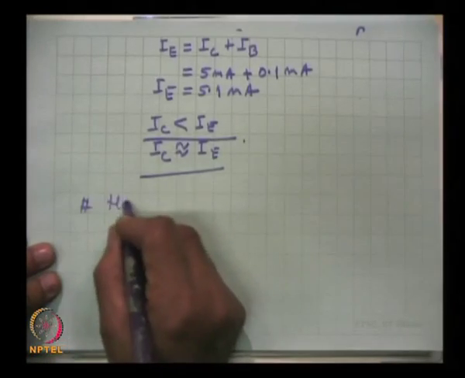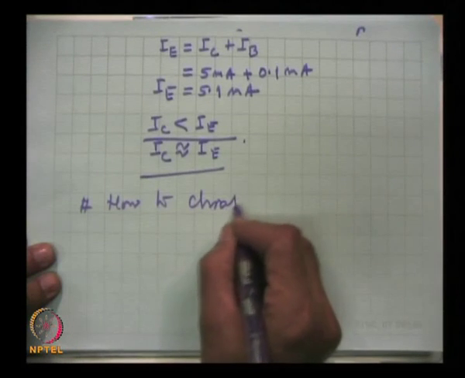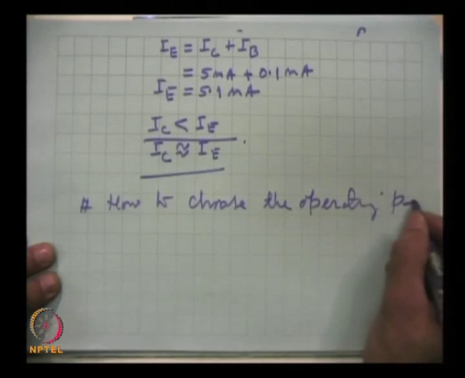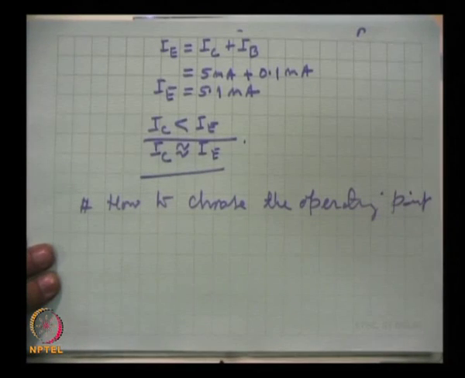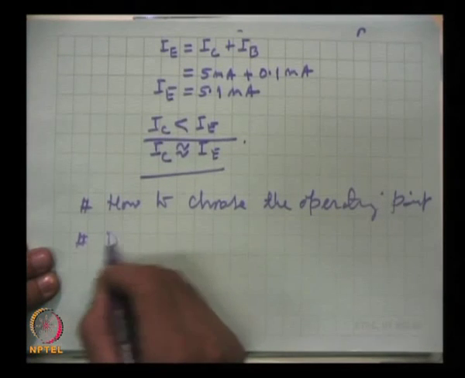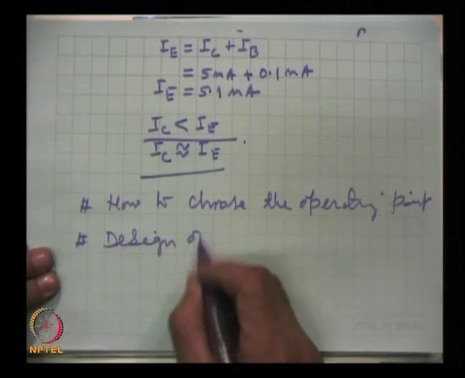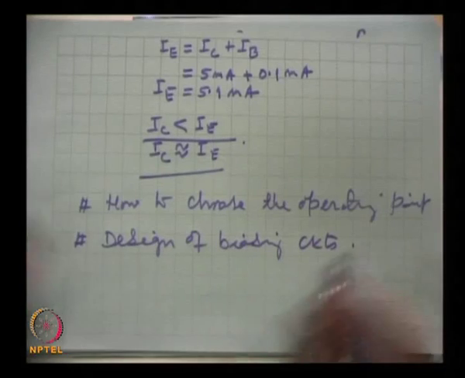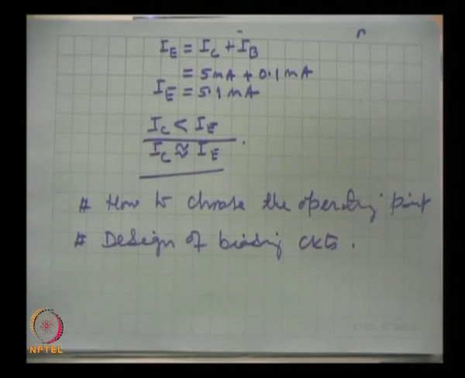The next thing which we will be considering is how to choose the operating point, and what is the meaning of operating point, that we will see, and then the design of biasing circuits. So far we have been using a very primitive approach.